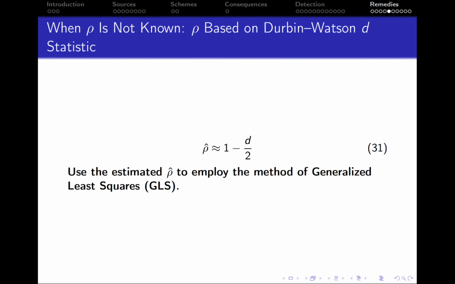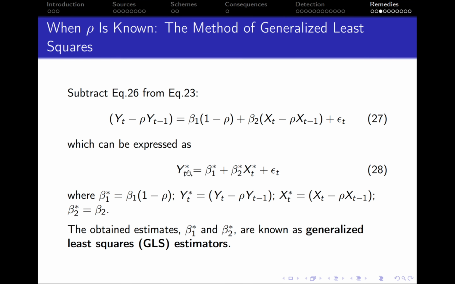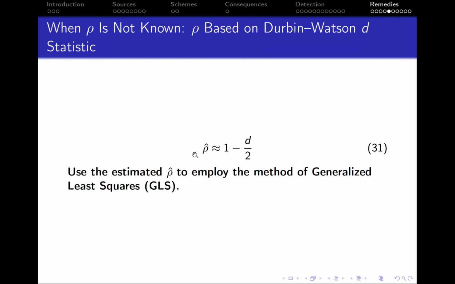Instead of using first differences, we can also use another method. We can calculate the rho coefficient based on the Durbin-Watson statistic. And here is the formula for how it's done. It's just 1 minus Durbin-Watson statistic over 2. After we get the rho coefficient, we just employ the method of generalized least squares, right? So we use this method, but instead of having the true population rho, we will have the estimated rho coefficient.